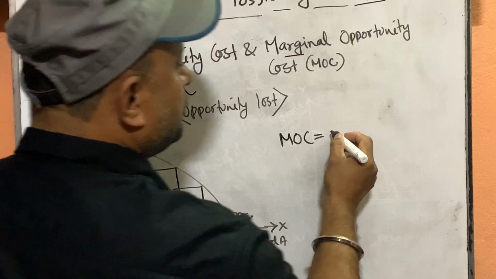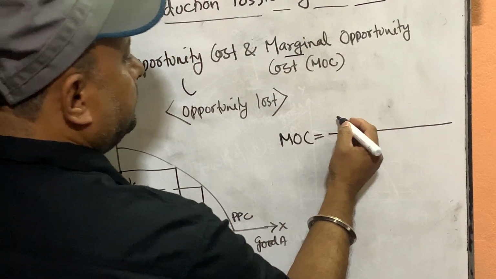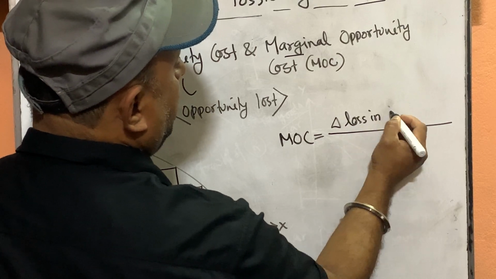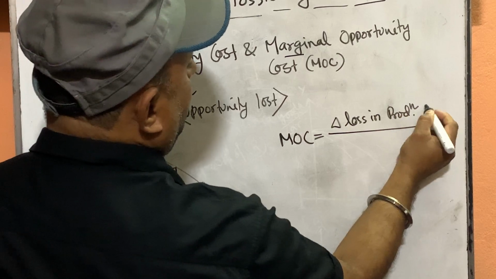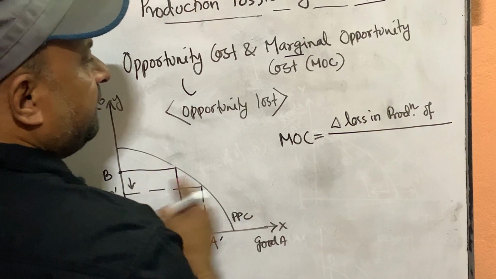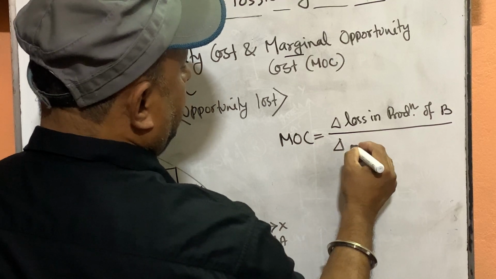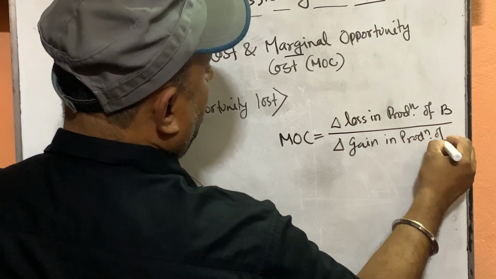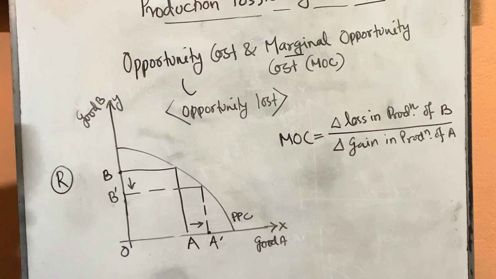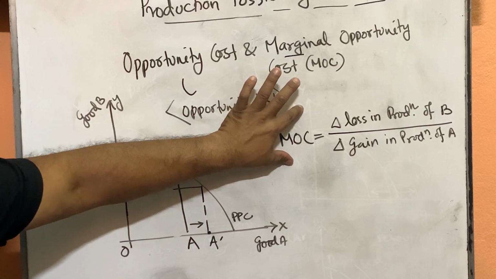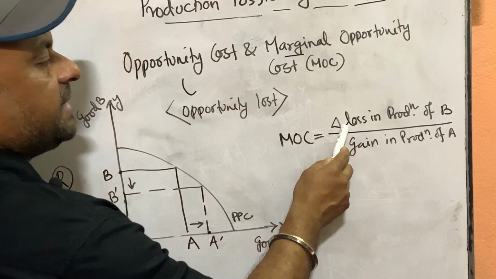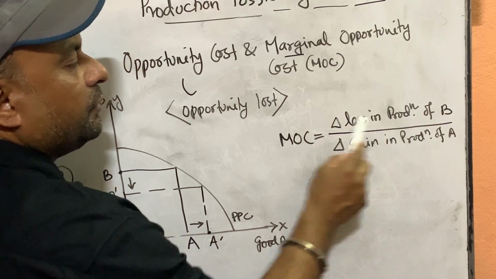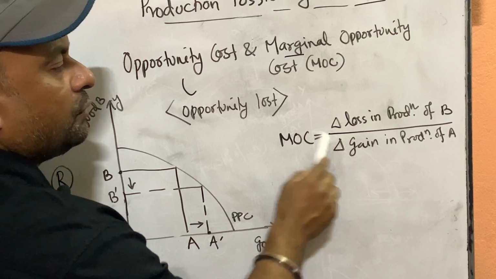So marginal opportunity cost means the ratio between delta loss in production of a good, suppose good B here we are sacrificing, by delta gain in production of A, because we are gaining A. So this ratio is marginal opportunity cost. Ratio between the change in the loss of production of a good by change in the gain in the production of a good. Delta means change, rise or fall both are included in delta.